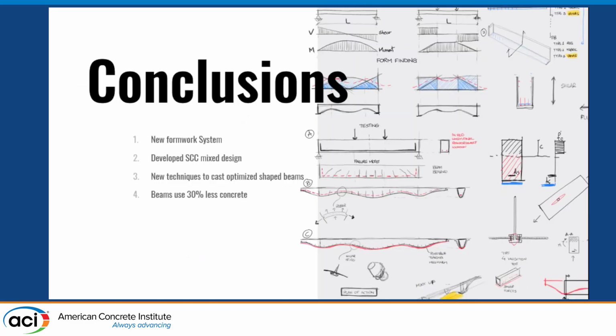So for our conclusions, we were able to develop a new formwork system and mix design for the self-consolidated concrete for the formwork system that we're using. We developed new techniques to cast optimized shaped beams, and the beams that we casted used 30% less concrete.